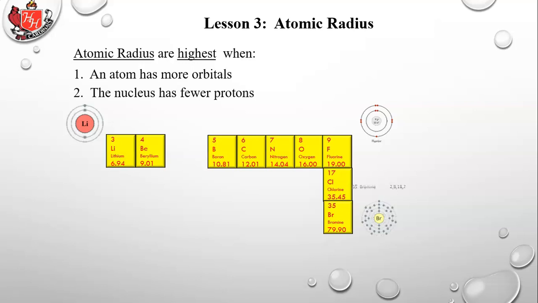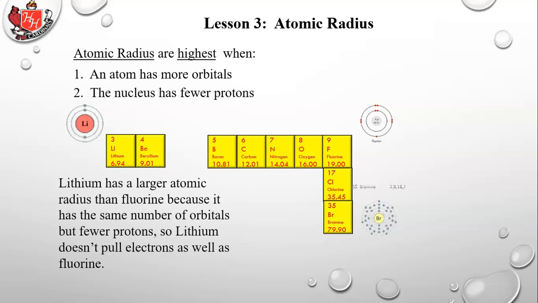The nucleus has fewer protons. So lithium has a larger atomic radius than fluorine because it has the same number of orbitals but fewer protons. So lithium doesn't pull electrons as well as fluorine. When you think about that, that seems a little odd. A typical lithium atom has 3 protons, 3 electrons, and 4 neutrons. That's a total of 10 particles. A fluorine atom has 9 protons, 9 electrons, and 10 neutrons. That's a total of 28 particles. So fluorine has almost 3 times as many particles as lithium, and yet it's much, much smaller.